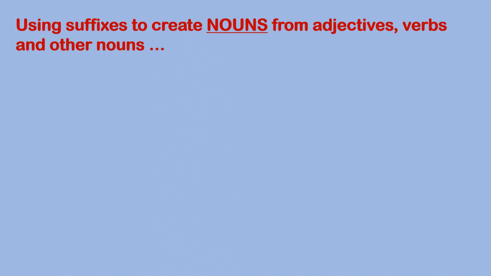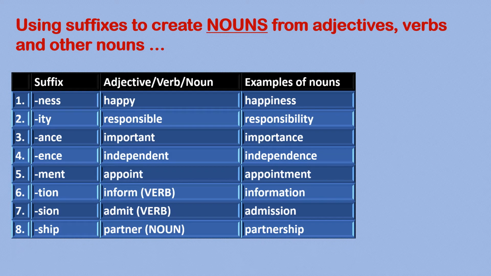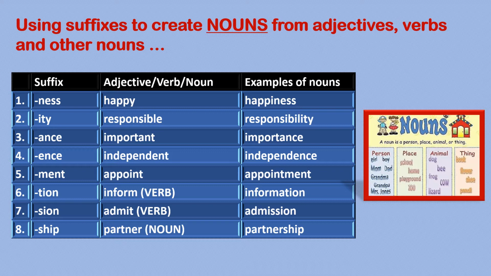Using suffixes to create nouns from adjectives, verbs, and other nouns. As you can see, the following are the suffixes that we can add to words to make nouns. Beginning with NESS, use the adjective happy. In happy, the Y changes to I and NESS is added to get the noun happiness.